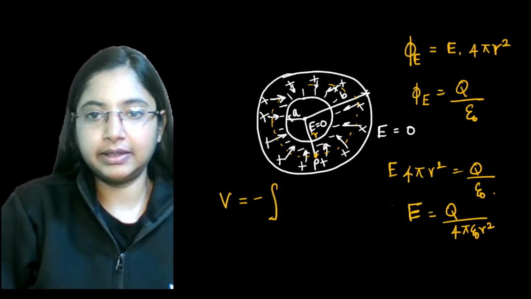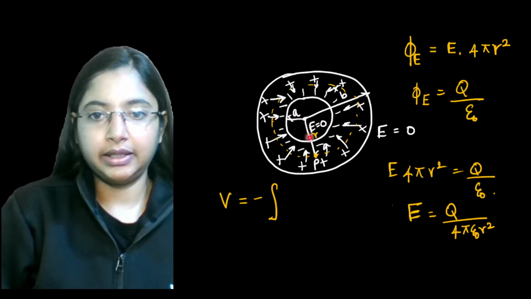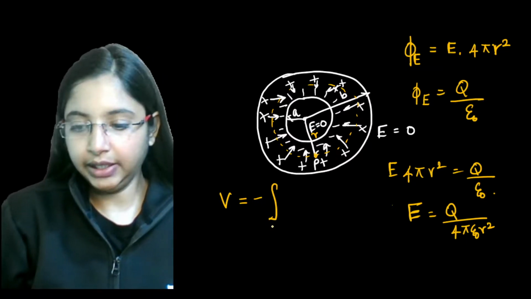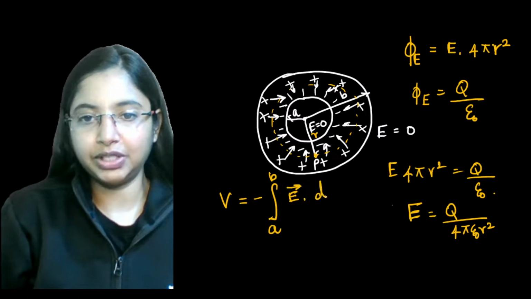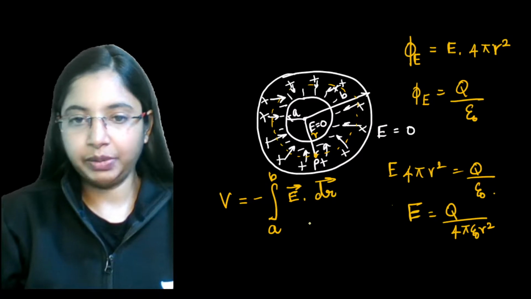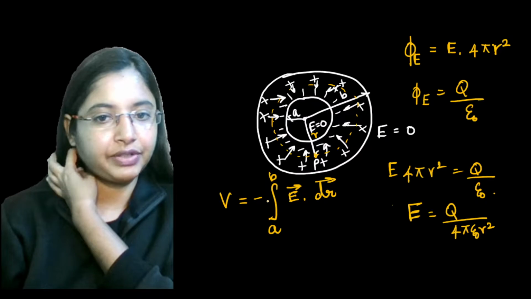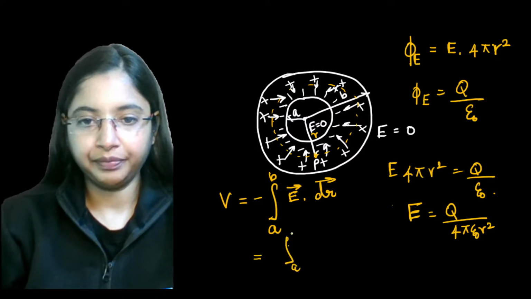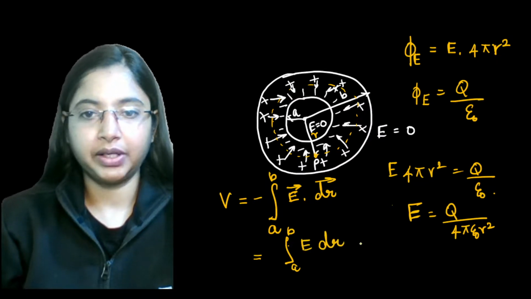This shell distance over here is A and this shell distance over here is B. So we have to integrate between A to B, E, the electric field, times dr, that is the position vector that you are taking in this case. So this will be nothing but electric field times dr. So this negative sign will be, if you see, again E dr.